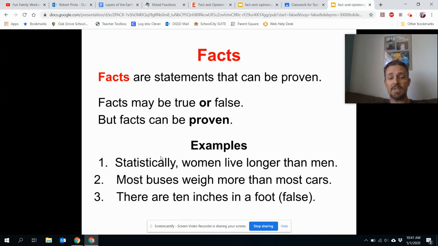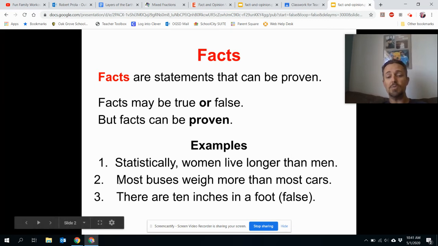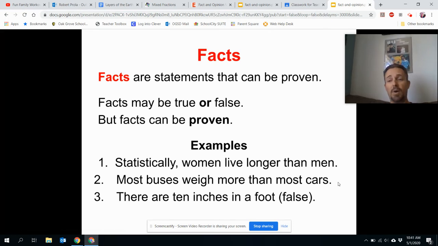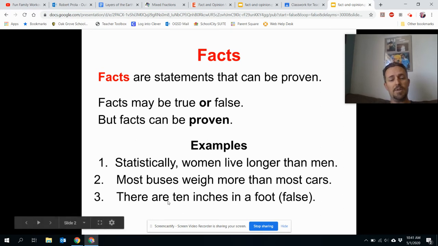Here's some examples of it. Statistically, women live longer than men, right? You can look up scientific information about that. Number two, most buses weigh more than most cars. You could literally drive them onto really large scales or weigh all of their parts on smaller scales, and you could find that out, right? Number three, there are 10 inches in a foot. Well, that's wrong. It's a false fact. You can prove that it's wrong. So there you go.